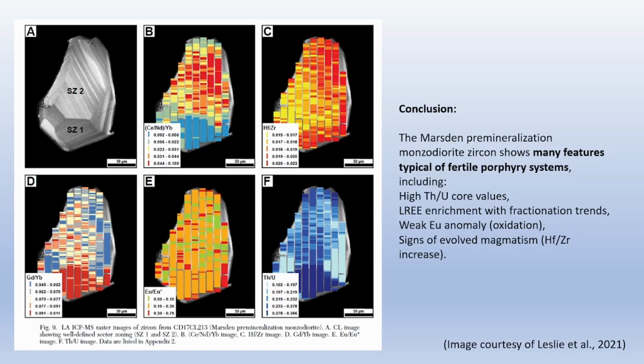Then we have panel D, which is the gadolinium yttrium ratio. Here we've got gadolinium over yttrium, which are both heavy rare earth elements, and lower values on the rim tell us that the melt is changing, likely flattening its heavy REE profile. Not the strongest fertility signal, but it adds to the story of a dynamic, evolving magma chamber.